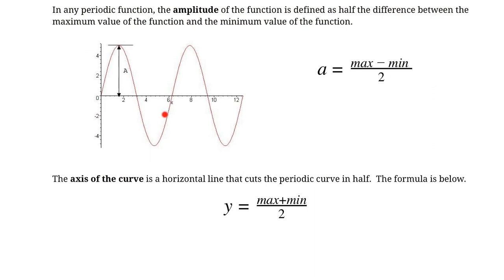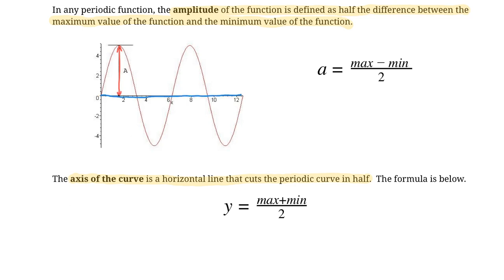Here's another periodic function, and this time we're going to look at the amplitude and the axis of the curve. So the amplitude of the function is half the difference between the maximum value of the function and the minimum value of the function. And on our graph, it's labeled right here by A. And to understand what the amplitude is, it's helpful to know what the axis of the curve is. So the axis of the curve is the horizontal line that cuts our periodic curve in half. It cuts our periodic function in half. So on our graph, our axis of this curve would be this blue line.